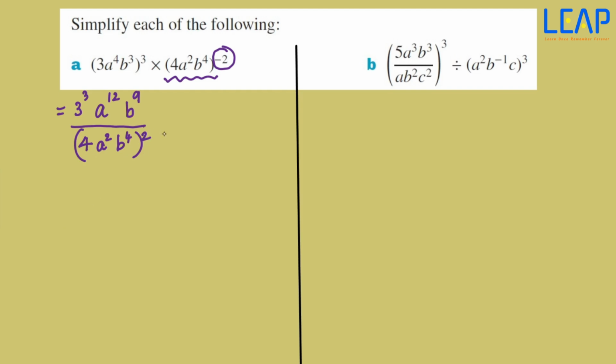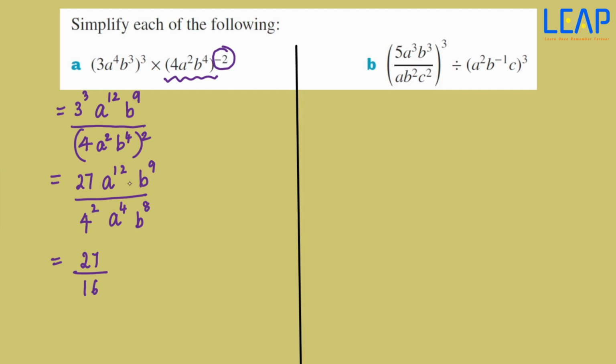And then you can bring down the exponent for this. Before I do that, I can simplify 3 cubed as 27, 3 times 3 times 3, and then a to the power of 12, b to the power of 9 over 4 squared, right? So 4 squared, and then a to the power of 2 times 2 is 4, and then b to the power of 4 times 2 is 8. Now, again, simplifying the numbers, 27 over 4 squared is 16, not 8. Don't write 8. Many people do that. It's 4 times 4, not 4 times 2.